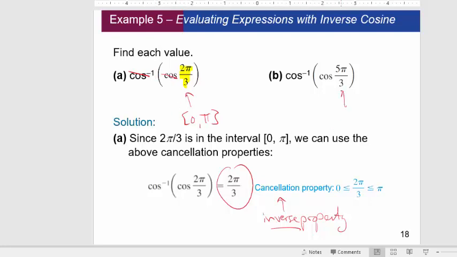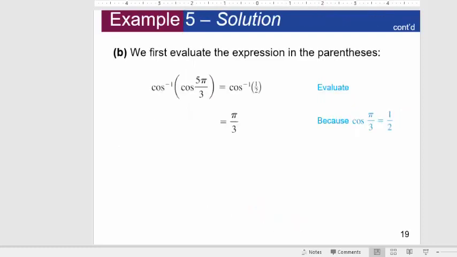Now the problem with this one, of course, is this is not in 0 to pi. 5 pi over 3 is outside of that domain. So this would have to be a two-step one. What they do is they realize that the cosine of 5 pi over 3 has a reference angle of pi over 3, but it happens to be in the fourth quadrant. And in quadrant 4, cosine is positive. So it's actually going to be the same as the cosine of pi over 3, and the cosine of pi over 3 is a half. So that's where they get this a half from.